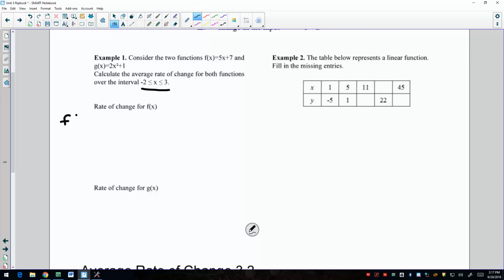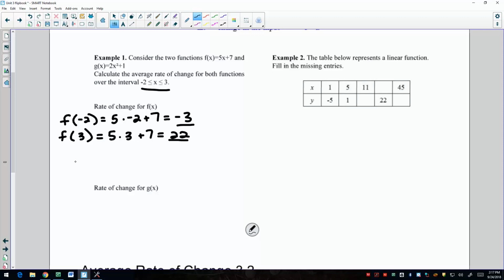So first we're going to figure out what f of negative 2 turns out to be when I plug it into my function. So that's 5 times negative 2 plus 7. So that's negative 10 plus 7, which is negative 3. So that's your output when your input is negative 2. Now we're going to find our output when our input is positive 3, because that was the upper end of the interval. So that's 5 times 3 plus 7, which is 22. So there's your other output.